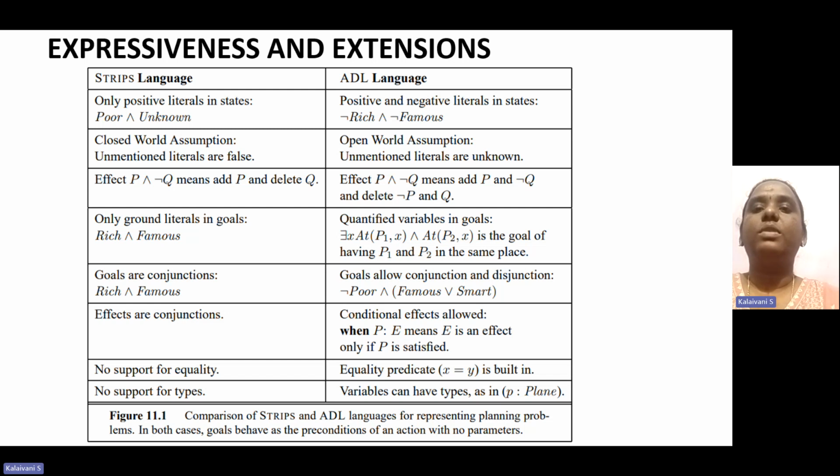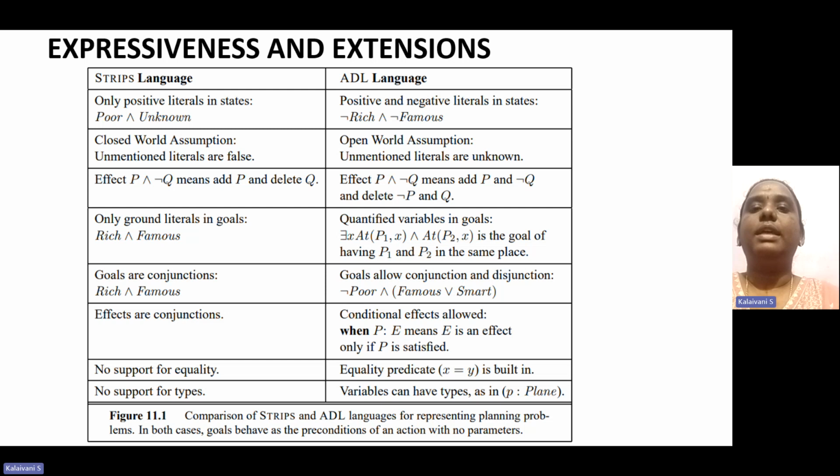And then next one is effect. So P and negation of Q means it adds only P and deletes Q. So negation of Q will be added. Whereas in ADL, P and negation Q means here it adds P and deletes negation P, and it adds negation Q and deletes Q. So if you go through it again slowly, then you will understand the difference.